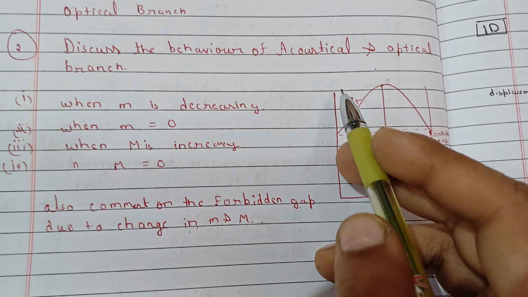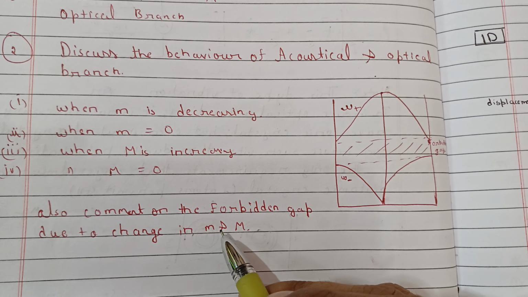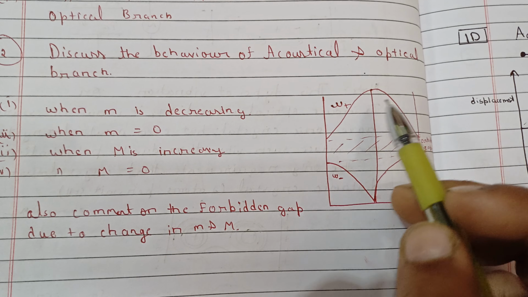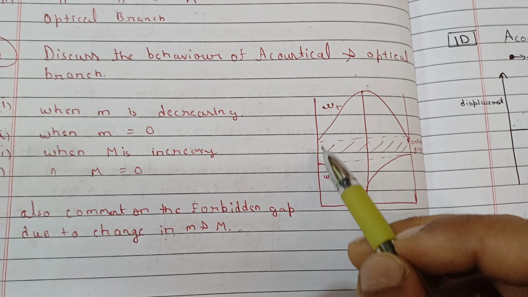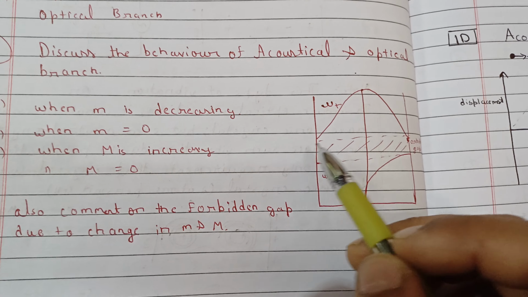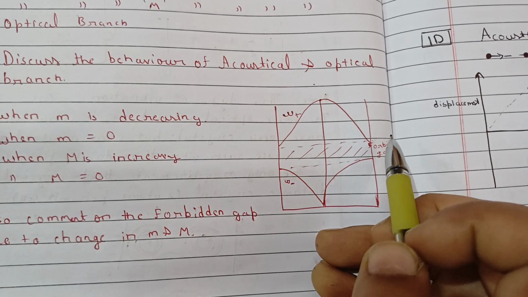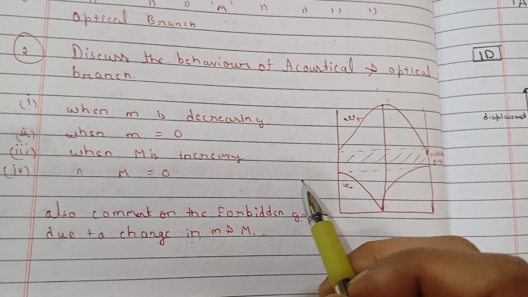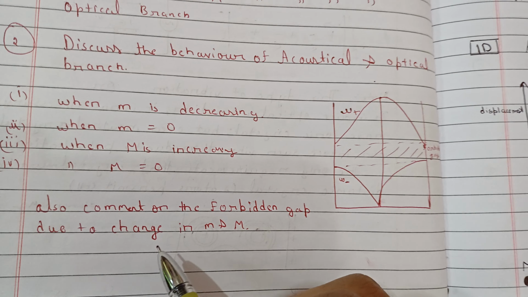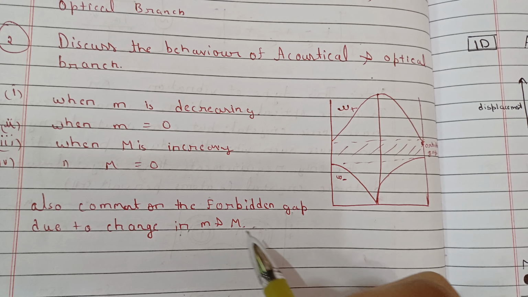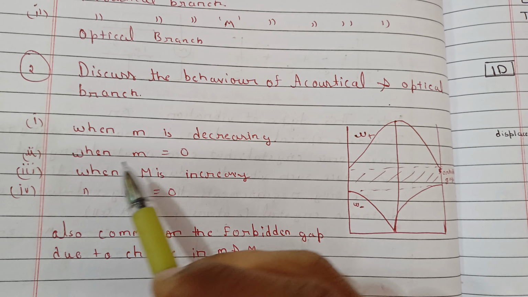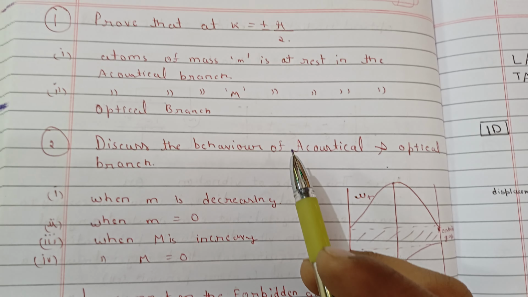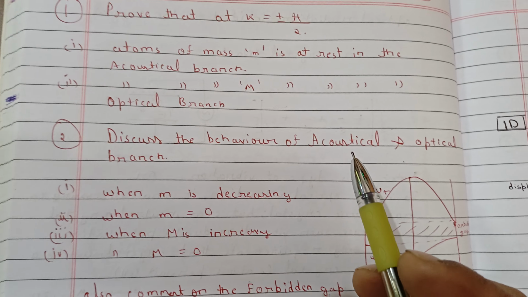Just see this, the change in small m and capital M. When we found this graph, we found some gap between these frequencies. So these frequencies are nothing but the forbidden gap, meaning the frequencies which can't be achieved inside a crystal. So you need to comment on the forbidden gap due to change in the small m and capital M, and see the effect of these factors on the acoustical and optical branch. Just try to solve them.